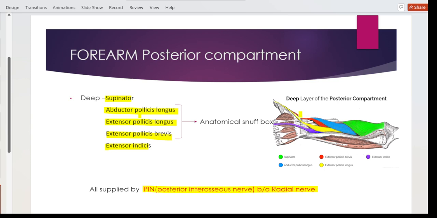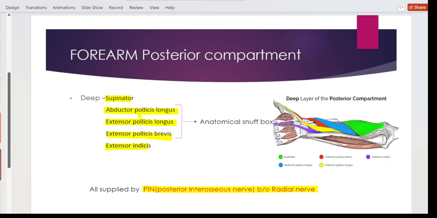This is the extensor pollicis brevis, and this is the abductor pollicis longus. Okay, this is the larger one, that's why extensor pollicis longus. This is the smaller one, extensor pollicis brevis, and this is the abductor pollicis longus.